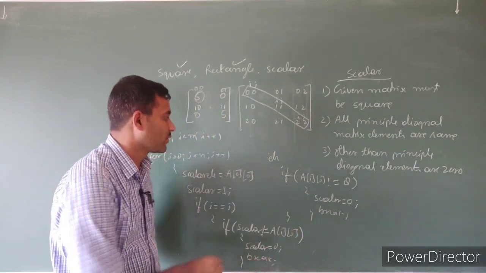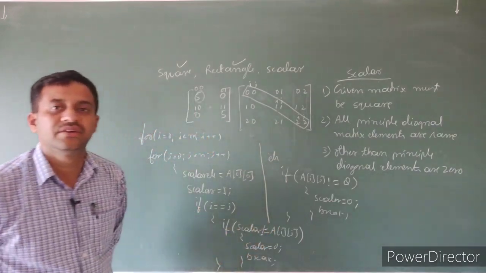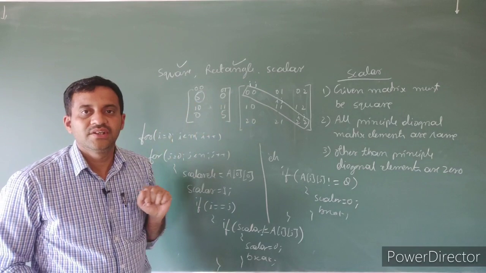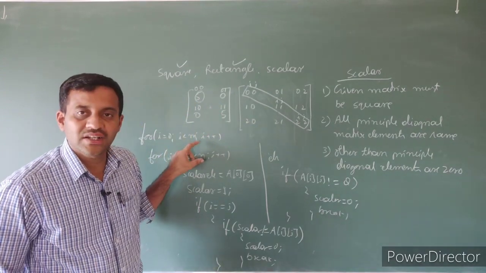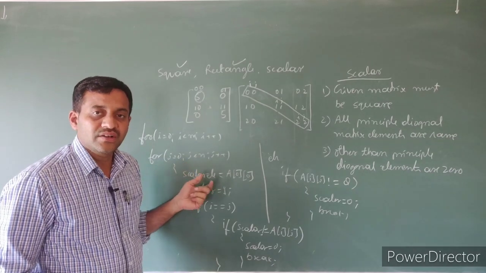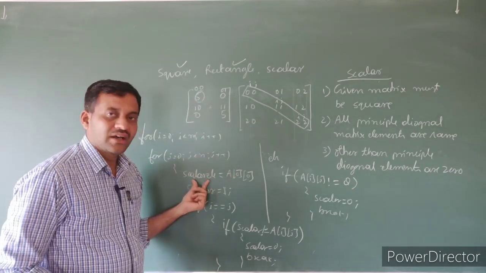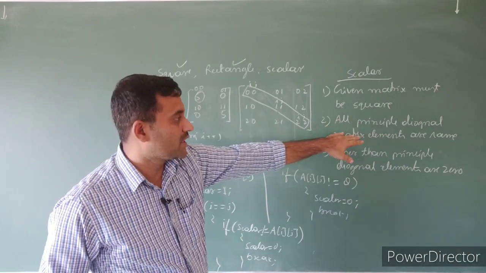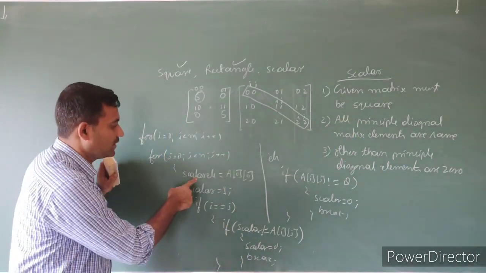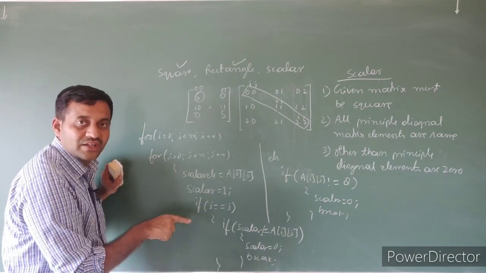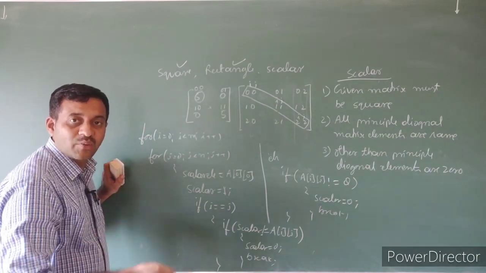This is the programming segment. What have we done here? First we read a matrix, then we access each element from the given matrix, then assume that the first element is a scalar element, because see the second condition: all principal diagonal elements must be the same. Then we thought that the given matrix is a scalar matrix.